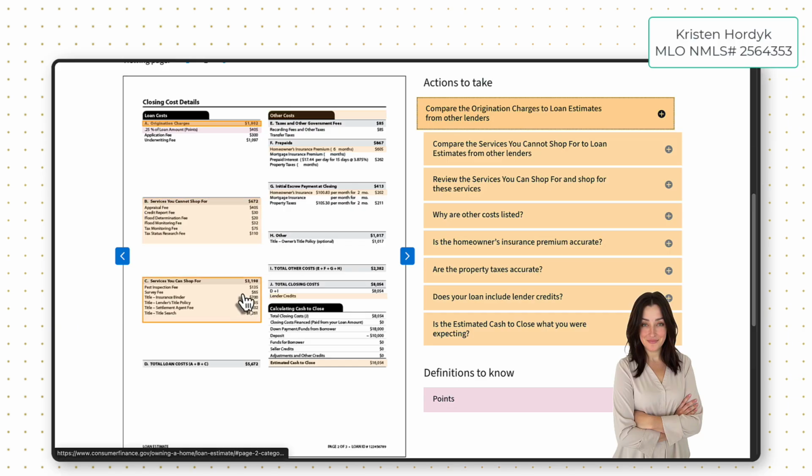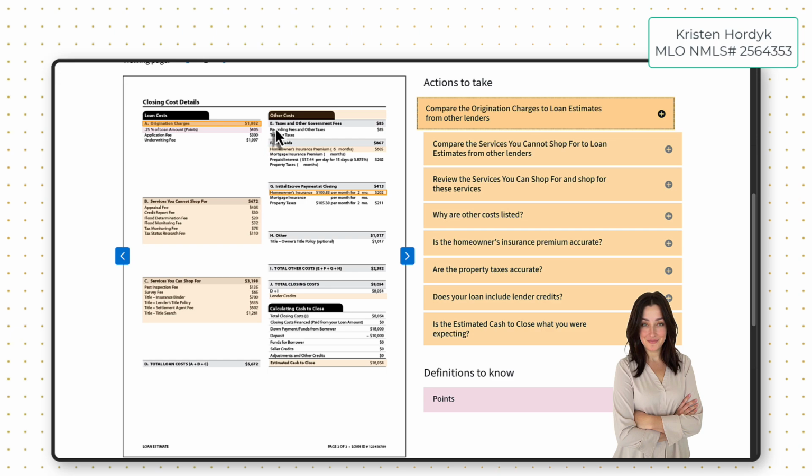Prepaids and escrow setup. So this is what we're looking at right here. These aren't lender fees. They're setting up your escrow account so taxes and insurance can be paid on time. Owner's title insurance appears here as well. This is completely optional, so it is very common to see this section blank.